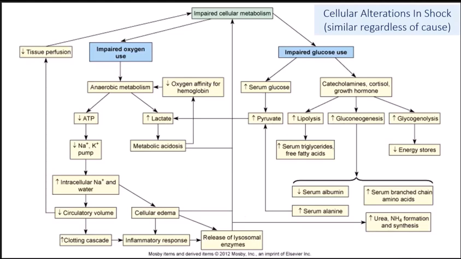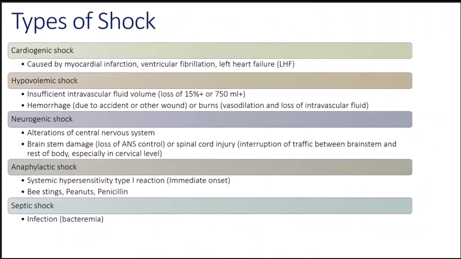And now that you know the common denominators that are involved in shock, really regardless of cause, now I'm going to go into the different types of shock that exist. The different types include cardiogenic, hypovolemic, neurogenic, anaphylactic, and septic. This slide is a really introduction overview that you can come back to during your studying once you've learned about each one specifically.